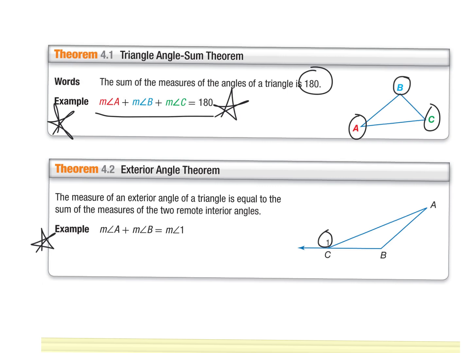You're exactly right, it's 180. Linear pair. These two angles right here make up a linear pair. However, what they tell us is that angle A and angle B add up to give us that exterior angle. Why do you think that is the case?